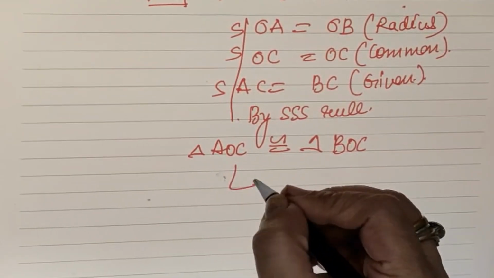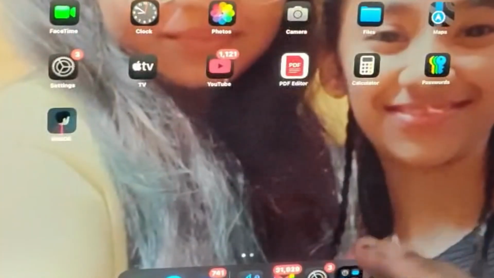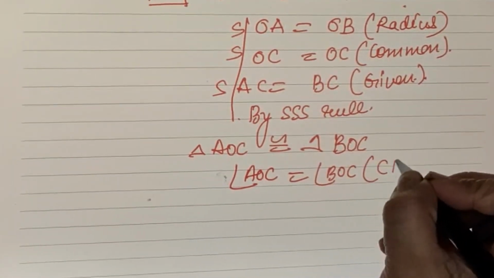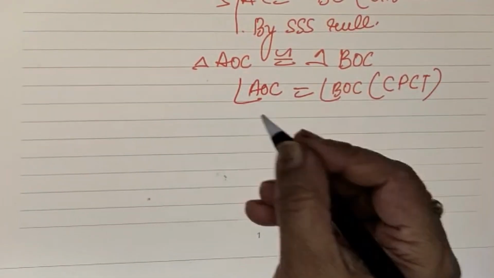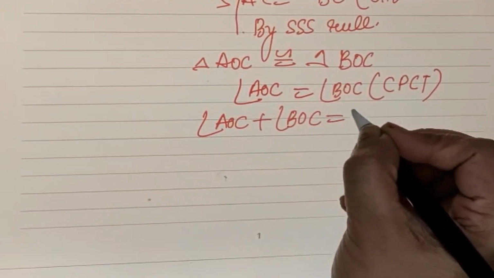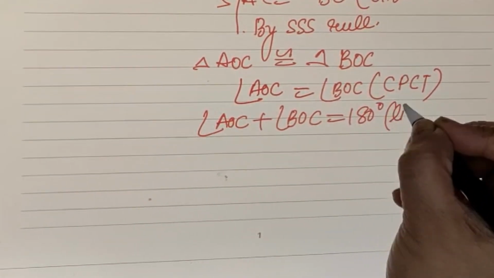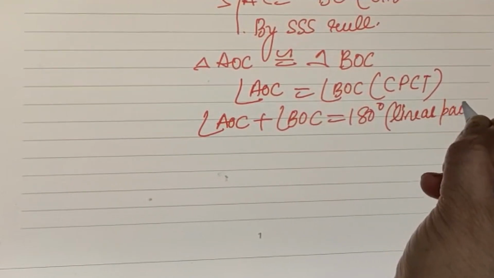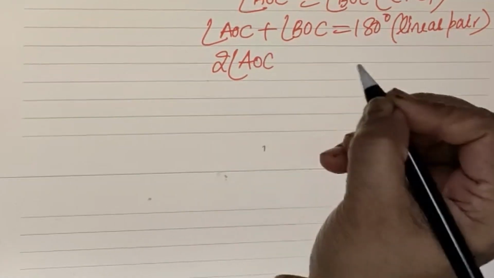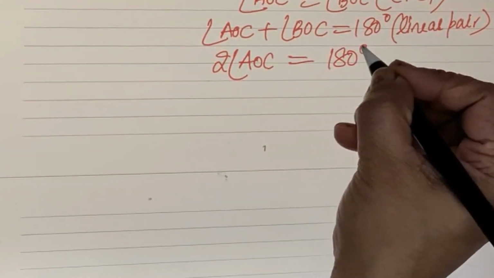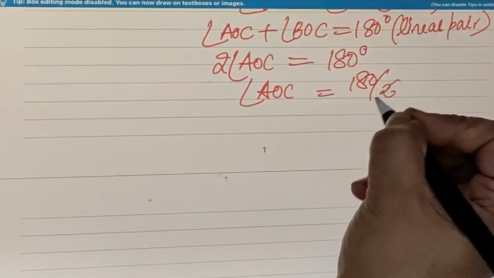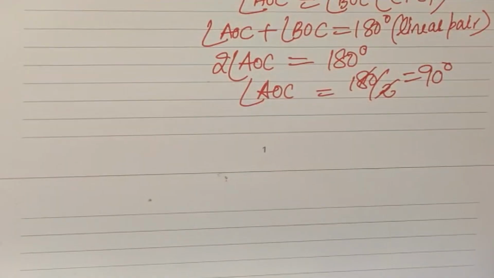Again, I am using the property CPCT, so angle AOC is equal to angle BOC. The reason is CPCT. Then we know that they are making a linear pair, so the sum will be 180 degrees. Reason is linear pair. We proved already both are equal, so I can put twice of AOC or BOC, whatever, is 180, and angle AOC is equal to 180 upon 2, which is 90 degrees. Hence proved.